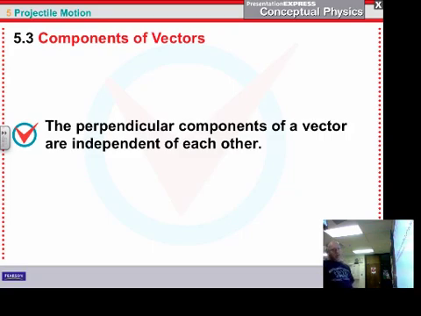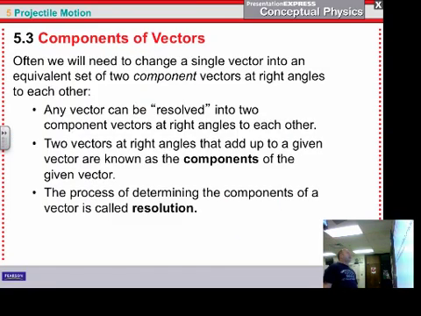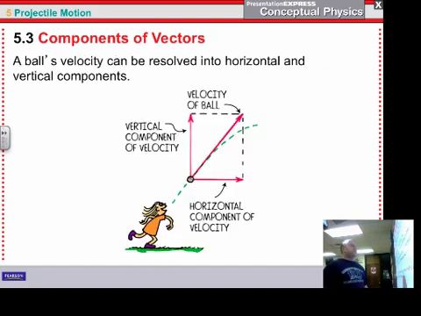All right, section 3: perpendicular components of a vector are independent of each other. So these are going to be independent. Often, and that's important too, a lot of times what we want to do is take a single vector and break it down, or resolve it, into its component vectors. A lot of times you can resolve it into components that are at 90 degrees. This is known as vector resolution.